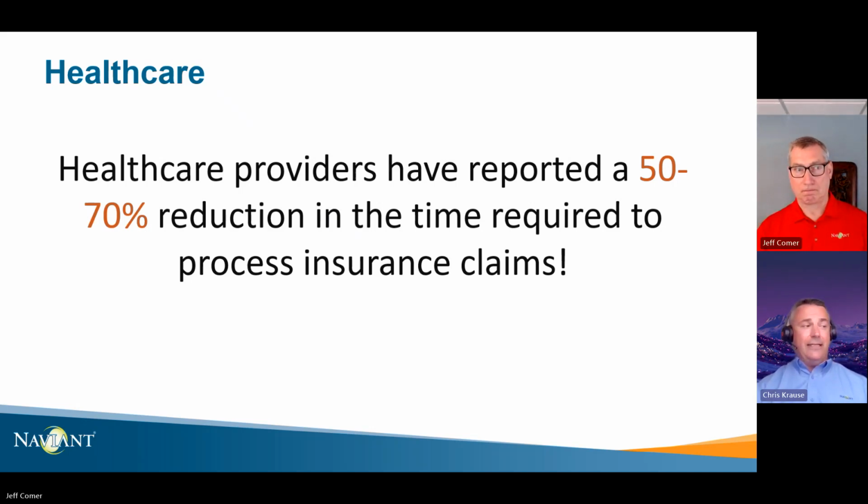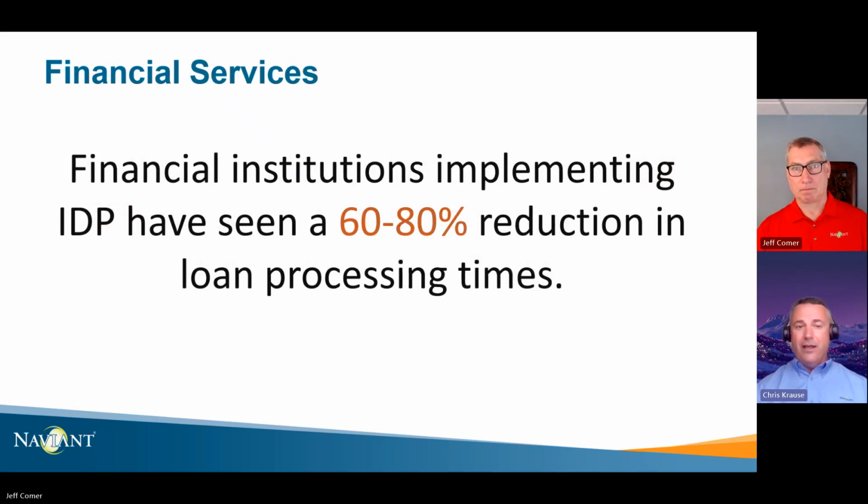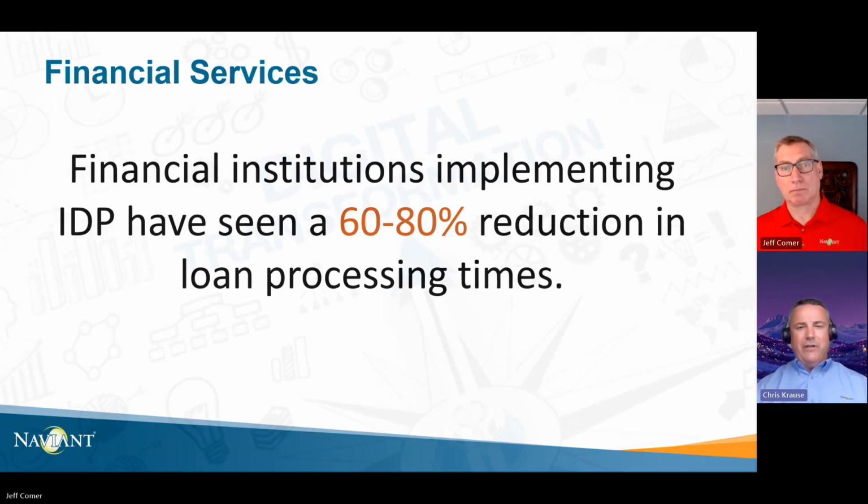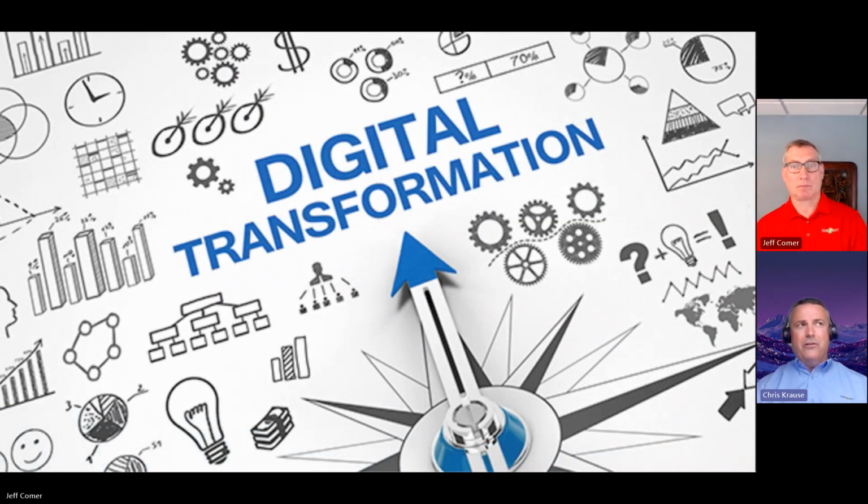And last but certainly not least, our friends in financial services have loans that they process all the time. And of course, back a couple of years ago when the interest rate was near zero, they couldn't keep up with the huge demand for loan processing. But by implementing IDP, they were able to increase that throughput 60 to 80%. That's a dramatic improvement in processing times and of course leads to better customer satisfaction. So those are some great outcomes that are included in your IDP digital transformation journey.